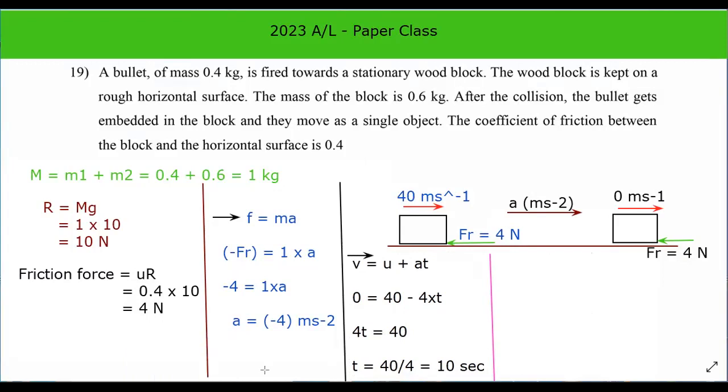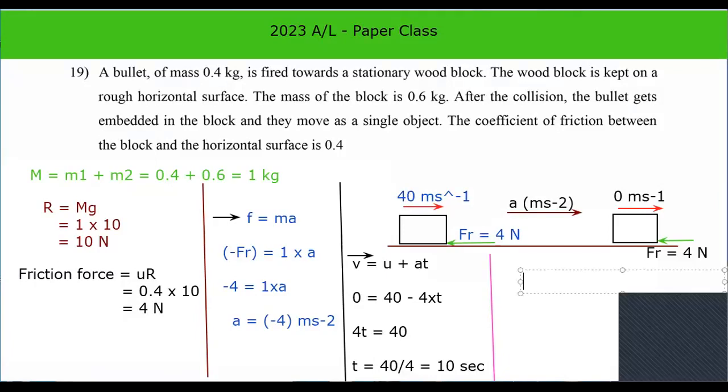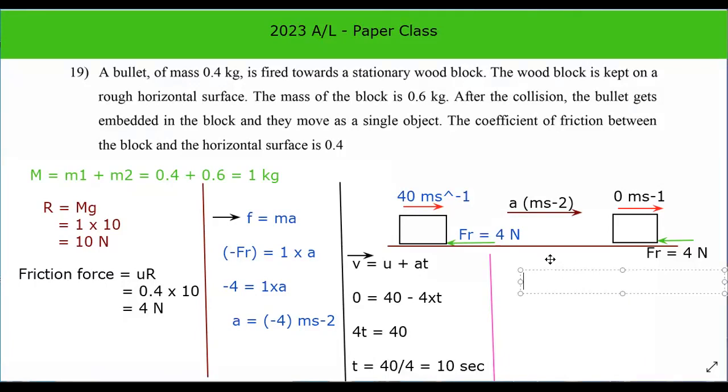What's the equation? S equals ut plus half at squared, sir. Very good, very good. I'm so happy that students are answering me. So we should apply the equation S equals ut plus half at square to find the distance, the displacement of the object, right?